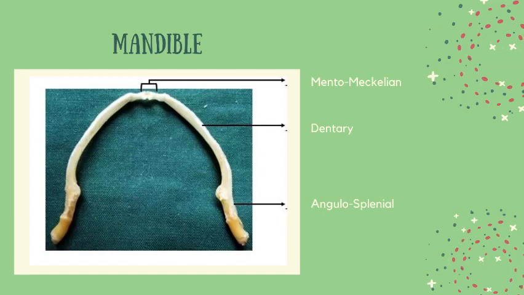The next arrow points to the dentary. The dentary bears the teeth of the frog. It is a thin bone that integrates the mentomeckelian in the anterior part of the angulosplenial. The angulosplenial is a strong bone that forms the inner and ventral parts of the mandible.